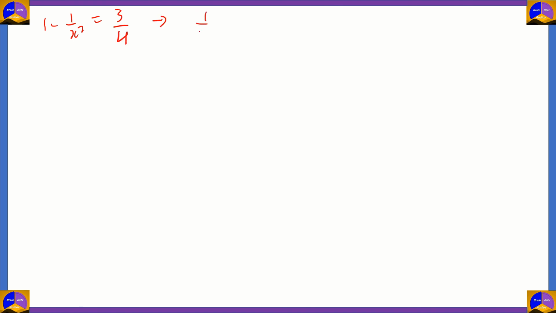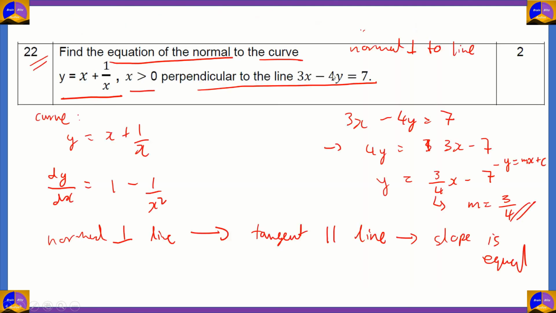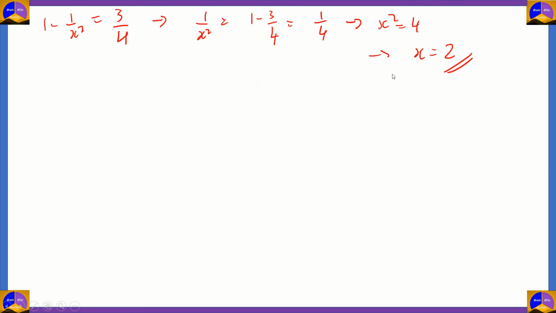That means 1 by x squared equals 1 minus 3 by 4. That is equal to 1 by 4. x squared equals 4. And x here equals 2. Now usually in a root you have positive and negative values, but over here x is greater than 0, so therefore the value of x has to be plus 2. Now for all of this, to find the slope, to find x, you get 1 mark.